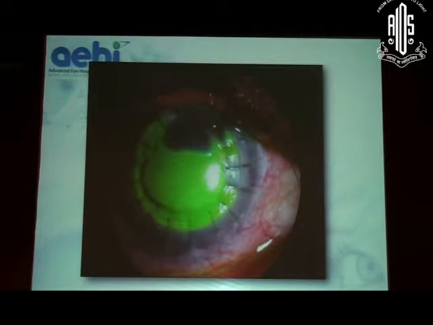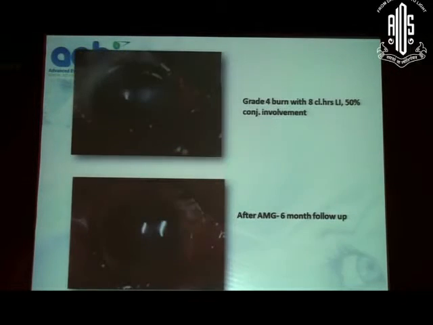Probably it was a combination of tight sutures and other factors. We tried anticoagulants, mild steroids, lubricants, and nothing worked. We did an amniotic membrane transplantation, and the surface finally healed. Now, we all deal with burns.